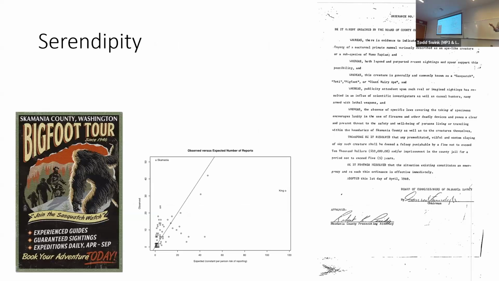Wow, it's really weird. And I've taught it in a short course, and someone from the University of Washington goes, well, you know why? It's because on April Fool's Day in 1986, there was a county ordinance saying, whereas this creature is generally and commonly known as Sasquatch or the giant hairy ape, any premeditated, willful, or wanton slaying of such creatures shall be deemed a felony punishable by a fine not to exceed $10,000 or imprisonment not to exceed 5 years. That was in Skamania County.